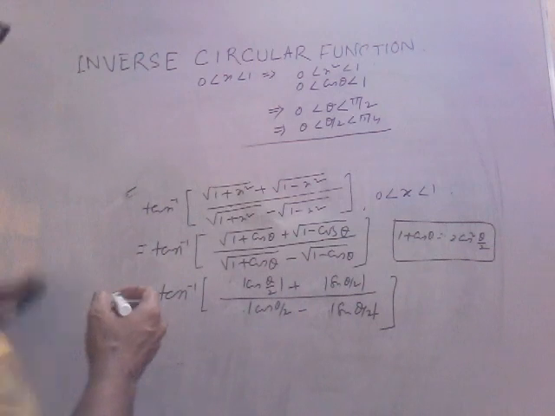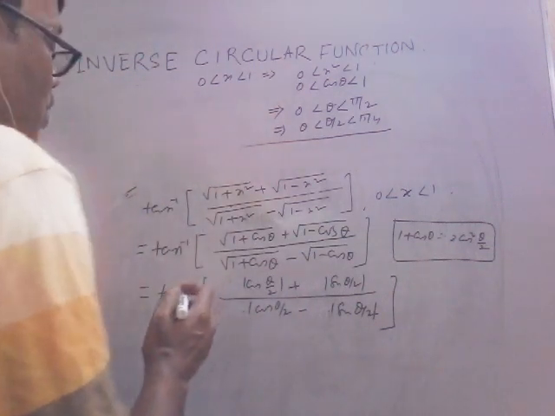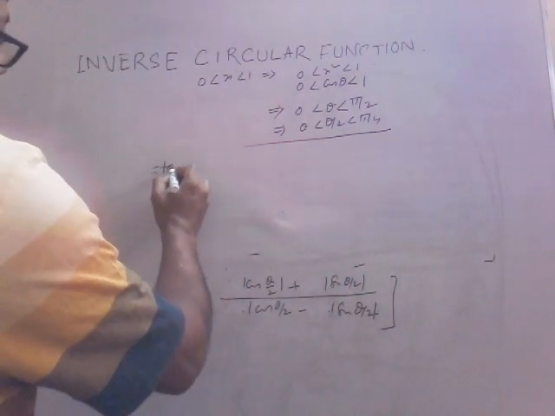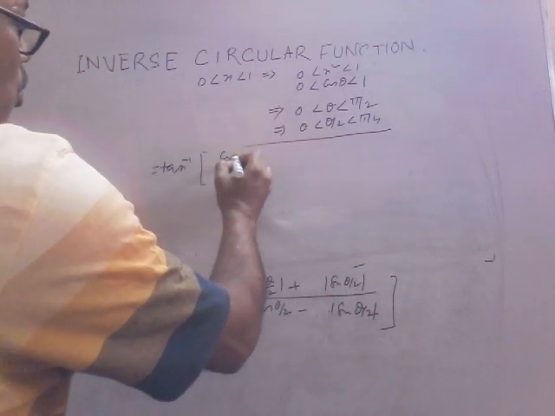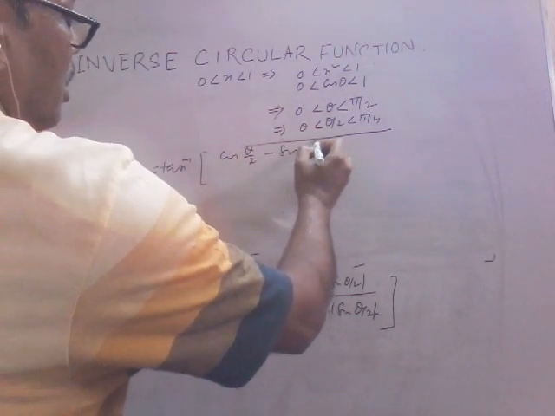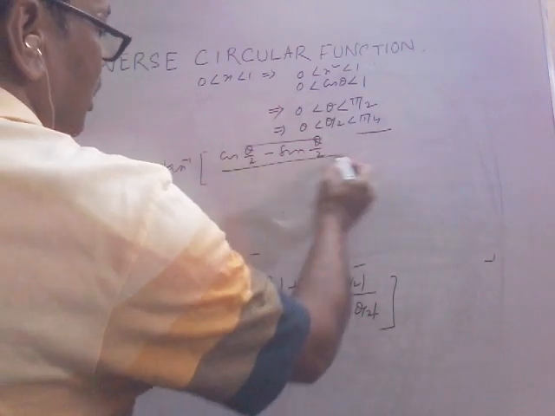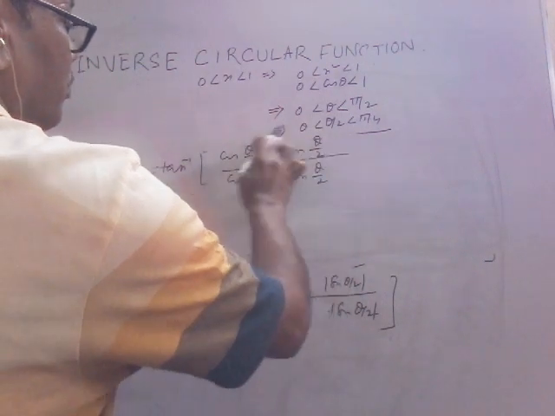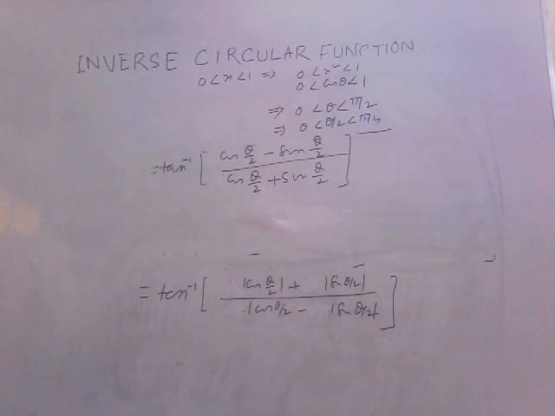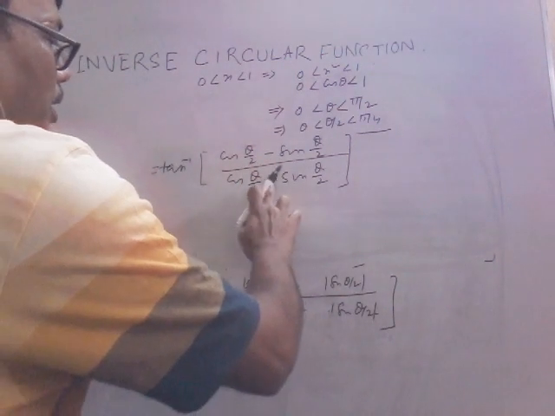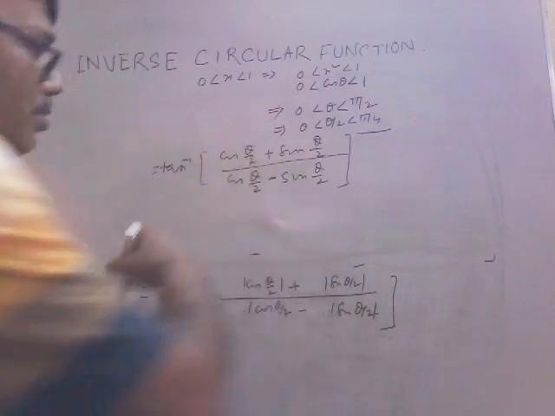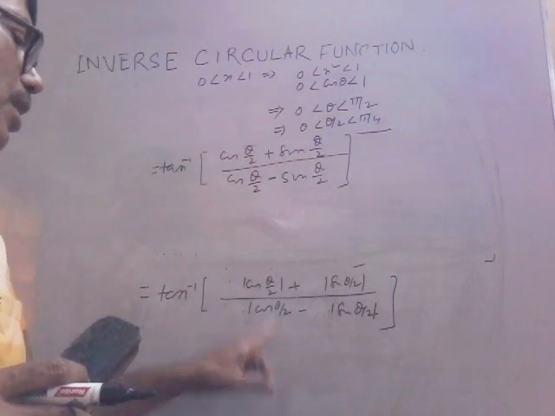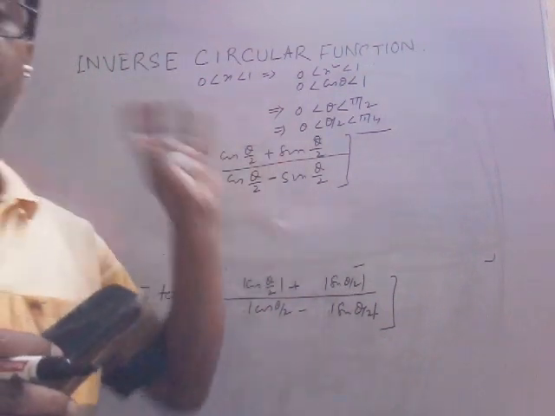So put the values here. So cos theta by 2, omit the mod sign. So what you are getting in the next step is tan inverse of cos theta by 2 minus sin theta by 2 over cos theta by 2 plus sin theta by 2. So the restriction is 0 to pi by 2 for theta, theta by 2 is 0 to pi by 4, so we are taking positive.